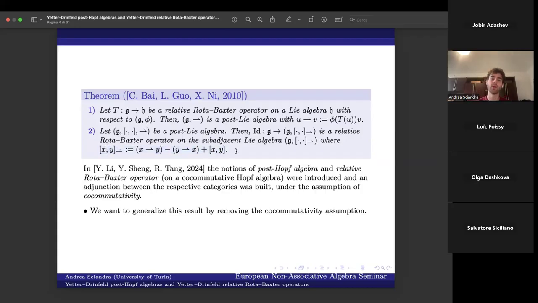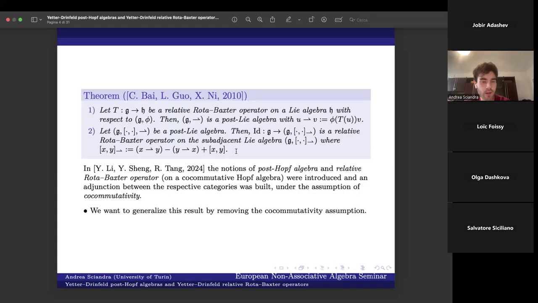So when we start with a relative Rota-Baxter operator, we are able to obtain a post-Lie algebra on the domain of it, while if we start with the post-Lie algebra, the identity gives us automatically a Rota-Baxter operator on the subjacent Lie algebra.